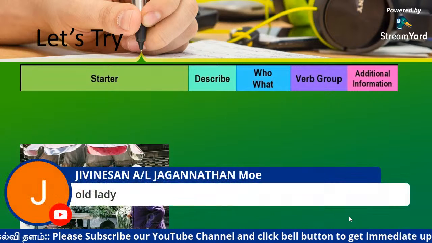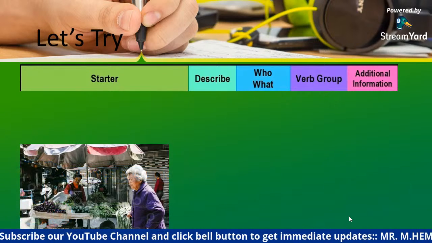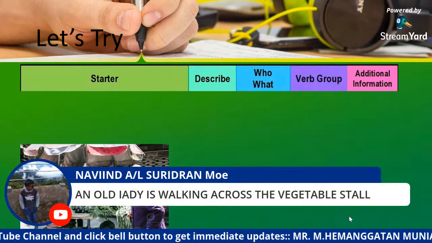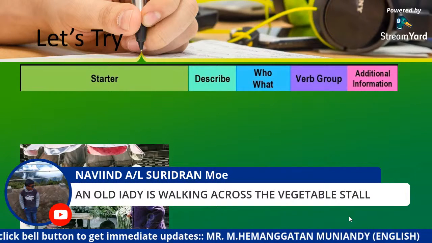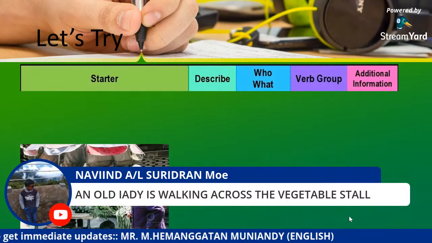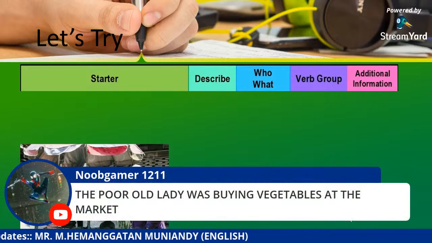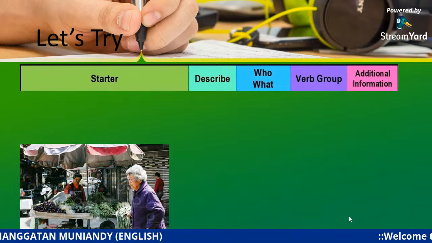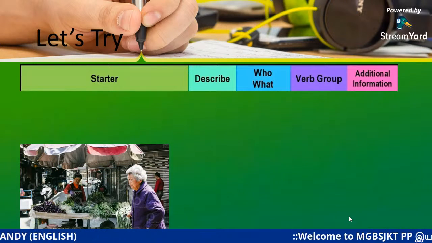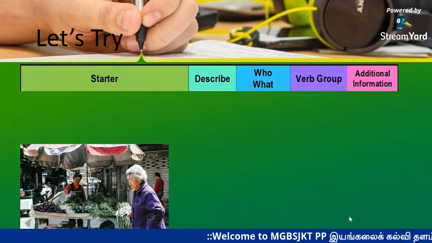Any other sentence? Going to read the last one? Anyone? Last sentence? Okay. An old lady is walking across the vegetable stall, by Navin. Thank you, Navin. All right.